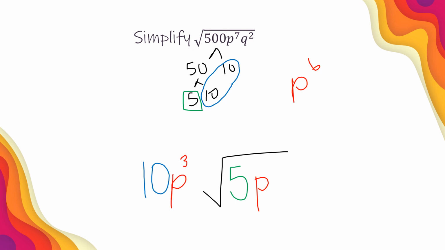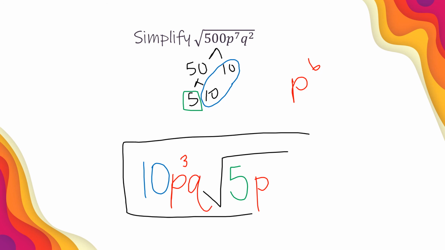All right, so then q squared, if you've got 2, you're not going to have any singles. There's no q left underneath. And then 2 divided by 2 is 1, so you're just going to have 1 q out in front. And then this is my final answer.